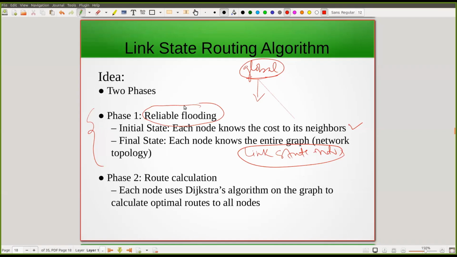So here they just exchange the link state information to have the global knowledge, and once they collect the global knowledge, the second phase starts, where the route calculation is carried out by using Dijkstra's algorithm, to find out the optimal path going from one node to another. But what is the most important advantage of this link state routing algorithm?